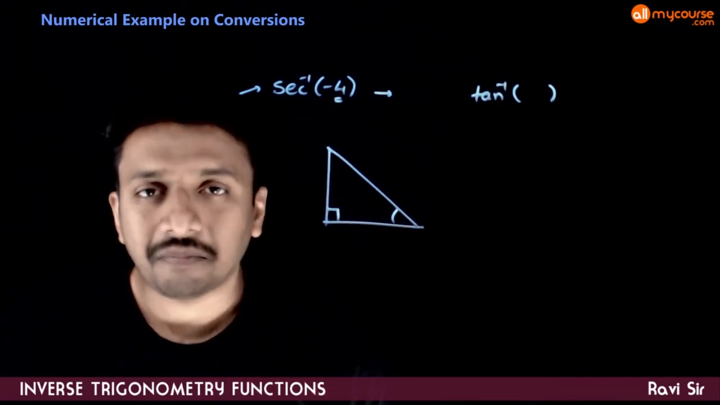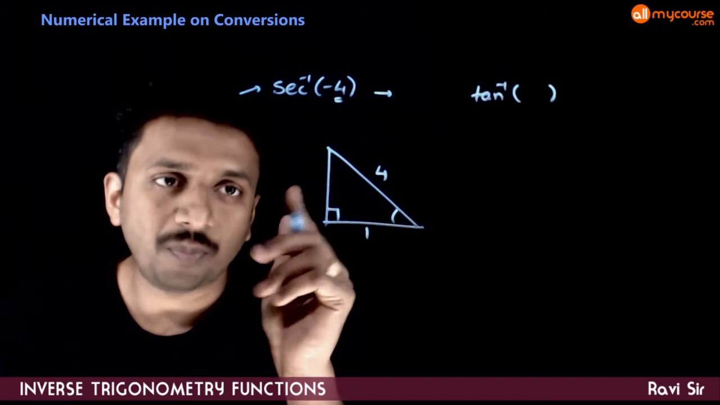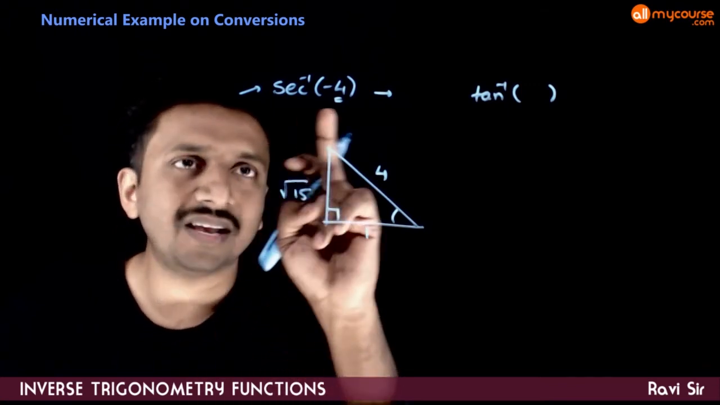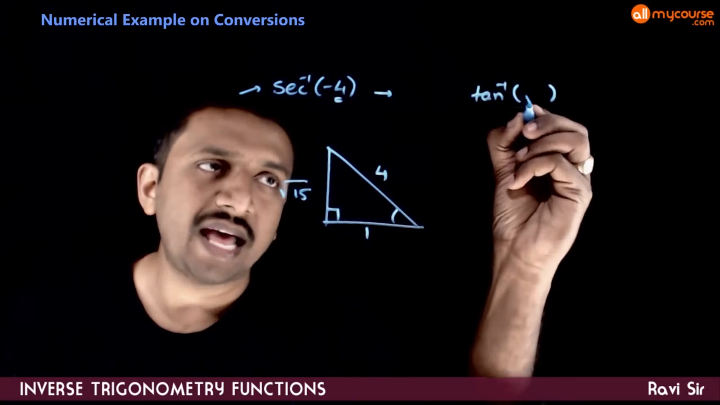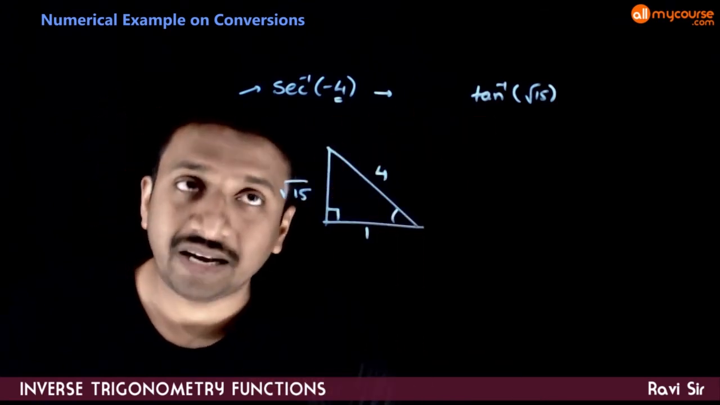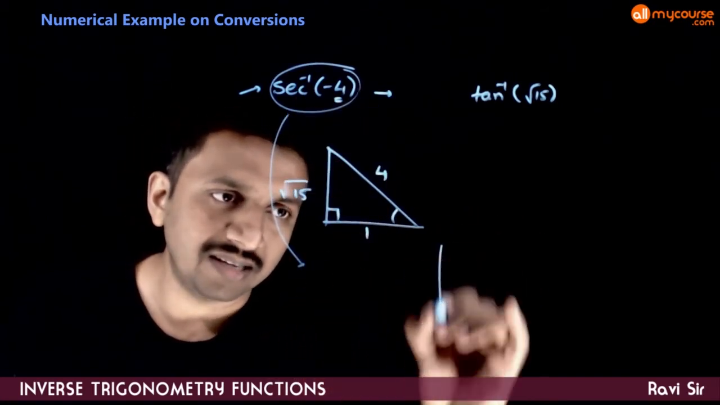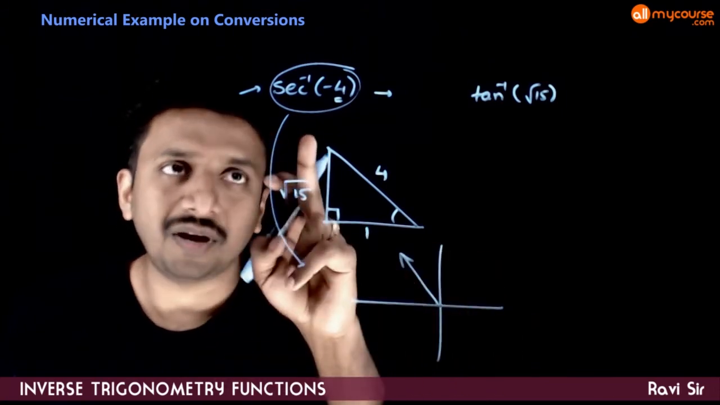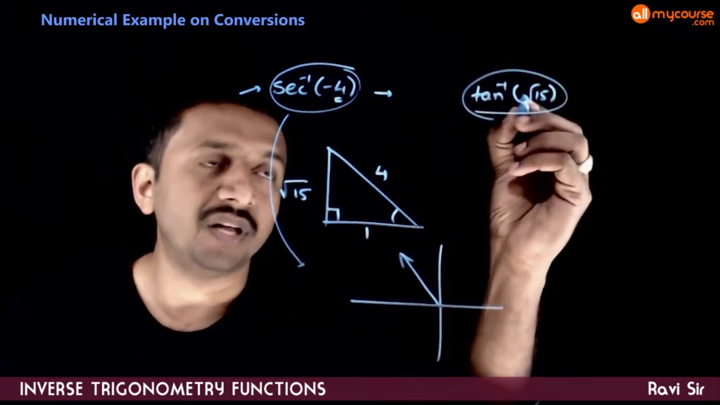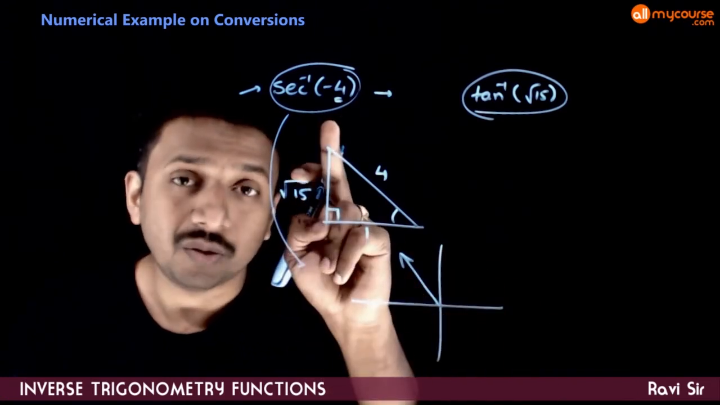So secant inverse of minus 4. Hypotenuse is 4, adjacent side is 1. So from this the opposite side becomes root of 16 minus 1, which is root 15. So basically secant inverse of 4 will be equal to tan inverse of root 15 by 1. These two will be allied positions. Now this angle, secant inverse of minus 4, is in the second quadrant, right? Because when a negative number goes inside secant inverse, the answer is in the second quadrant. Here tan inverse of root 15 is a positive number, that means you get an angle in the first quadrant.